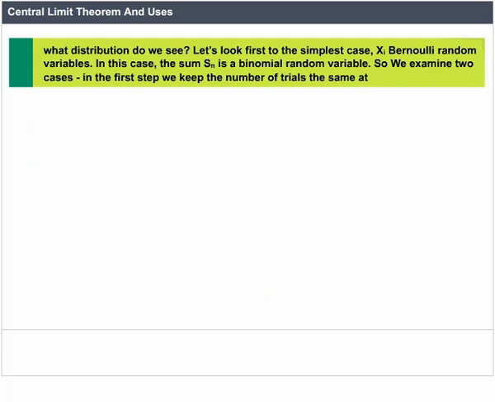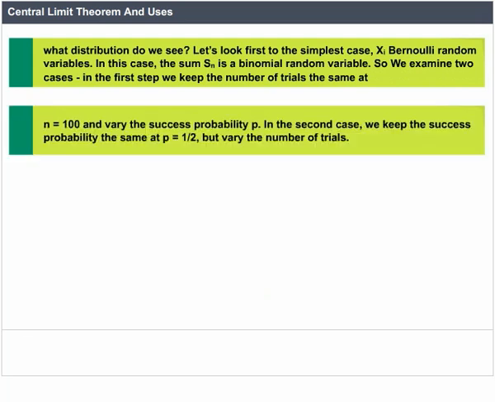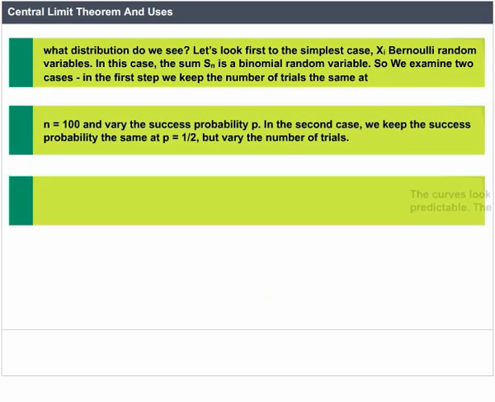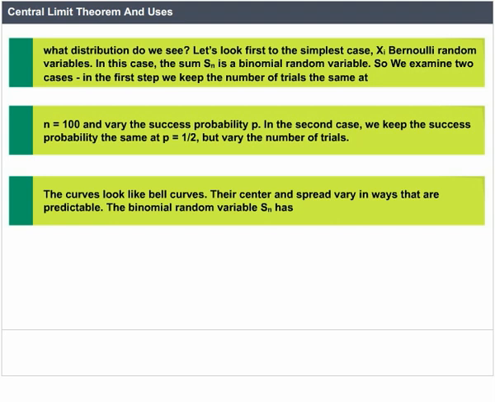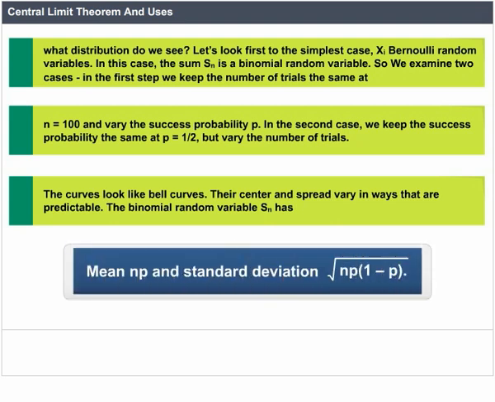In the first case, we keep the number of trials the same at n equal to 100 and vary the success probability p. In the second case, we keep the success probability the same at p equal to 1 by 2 but vary the number of trials. The curves look like bell curves. The center and spread vary in ways that are predictable. The binomial random variable Sn has mean np and standard deviation square root of np times (1 minus p).